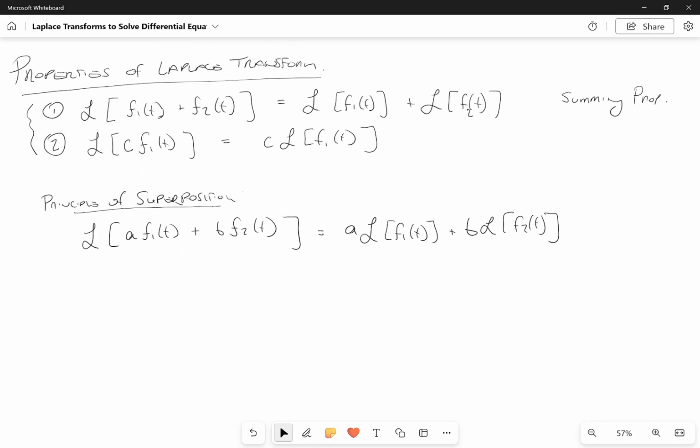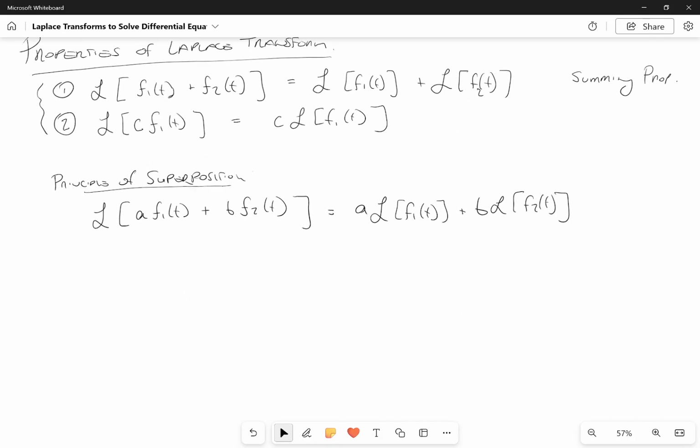So let's take a look at an example. Let's do example number 3. Find the Laplace of 5, given the Laplace of 1 is 1 over s, which we get from a table.